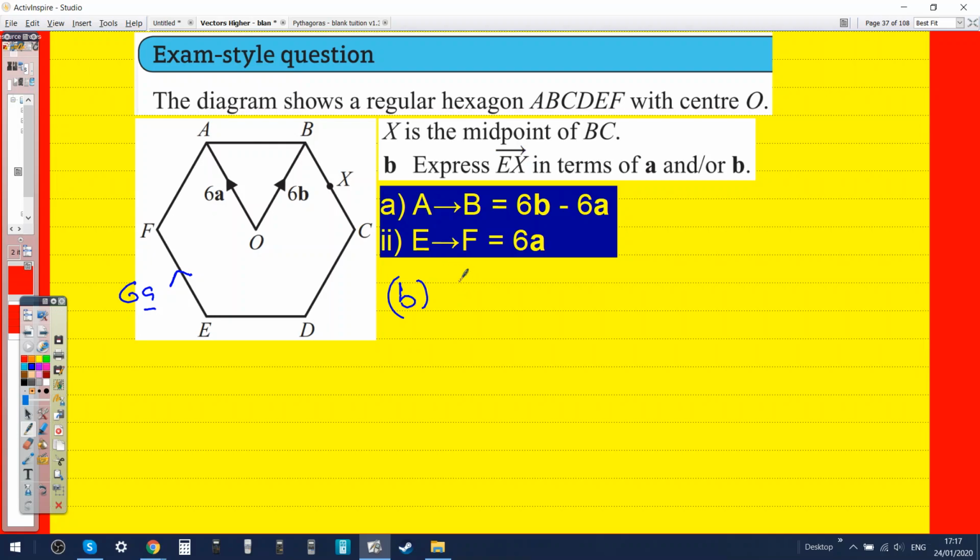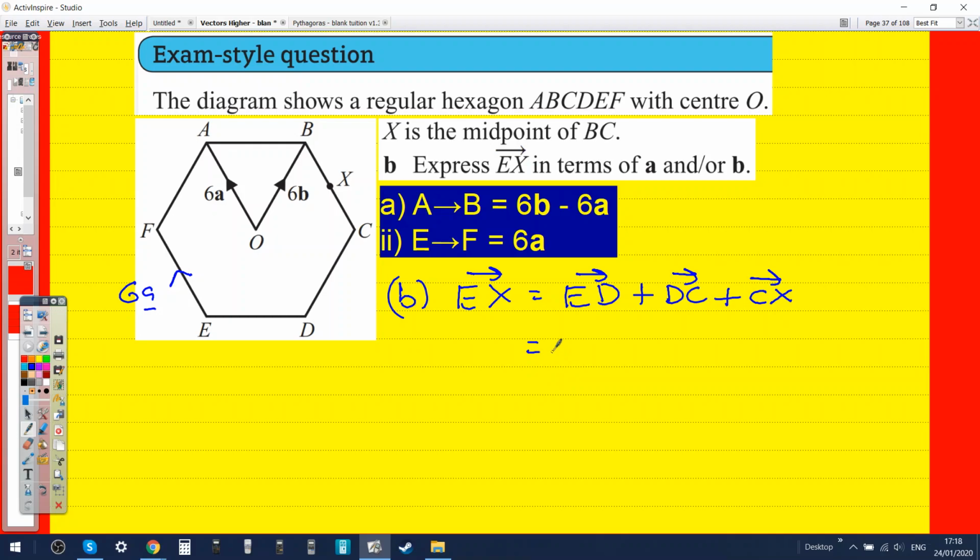So let's just map it out. E to X is from where to where? It's from E to D, to D to C, to C to X. Okay, E to D plus D to C plus C to X. Is it 6A plus 6A plus 3A? You have to take into account direction.